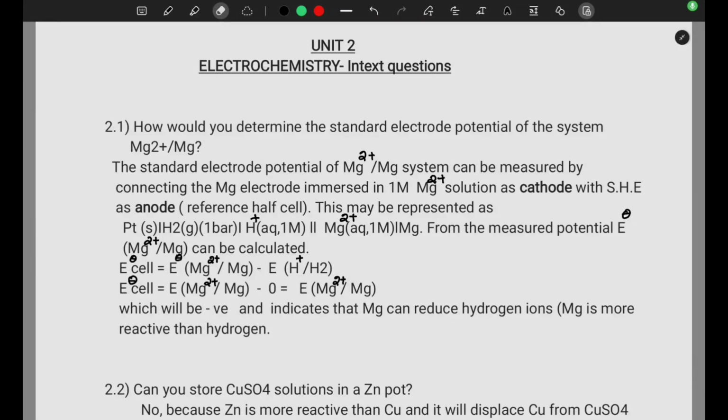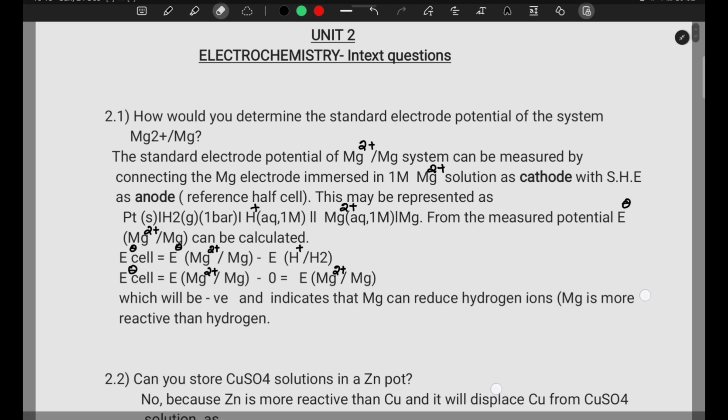Our in-text question from the lesson Electrochemistry. How would you determine the standard electrode potential of the system Mg2+/Mg? If we want to measure the standard electrode potential of any electrode, we have to connect that with a standard hydrogen electrode that is taken as the reference half cell, that is taken as anode, and Mg2+/Mg is taken as the cathode.